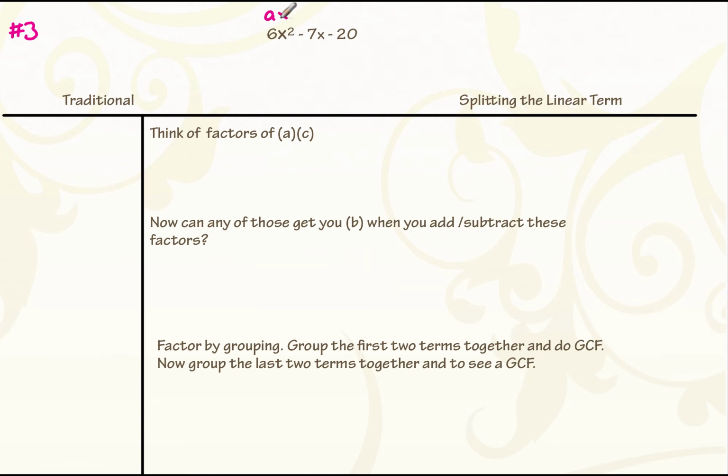So we got ax squared plus bx plus c. We know our linear term is negative 7x. So let's start with, again, think the factors of a and c. A is 6. C is 20. Wow, that's a big number, 120. 1 and 120. 2 and 60. 3 and 40. 4 and 30.